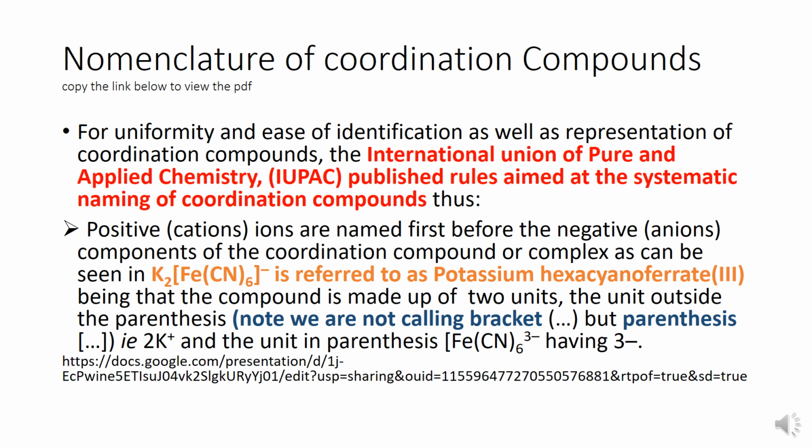Therefore, 3 out of the 6 will neutralize the 3 positive charges of iron, and the 2 of potassium takes the remaining 3. Therefore, the resultant coordination compound has a minus sign, and you have the name ferrate, meaning that the resultant complex is negative, because the compound is made up of 2K, as you can see, and 6 cyanide having 3 negative charges.